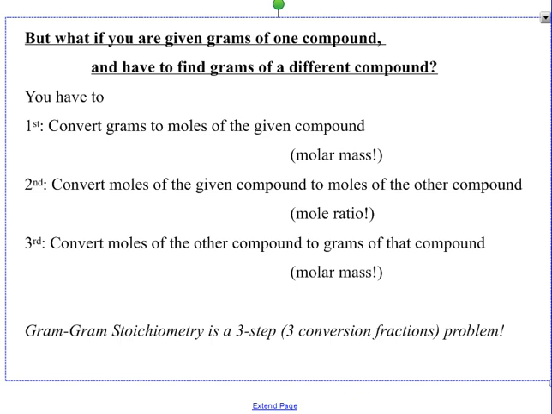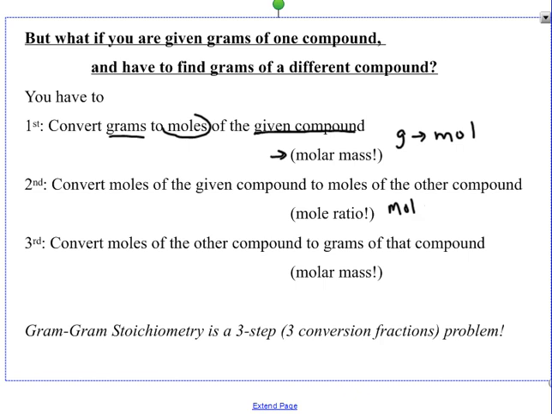The substance that you are given, first, you'll take that grams quantity of the given compound and convert it to moles. You'll do that by using the molar mass of that substance. So that will be one conversion fraction. The purpose of this is you will convert grams to moles of the original substance. Once you have moles of the original substance, you can convert it to moles of the destination substance, the substance you're trying to figure out the quantity for.